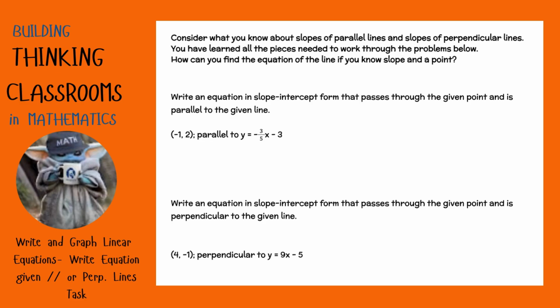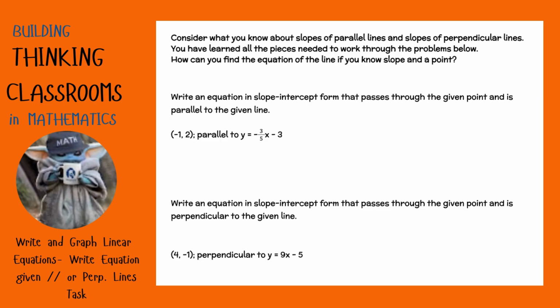At the top of this task, you will see it says, consider what you know about slopes of parallel lines and slopes of perpendicular lines. You have learned all the pieces needed to work through the problems below. So we want them to think about how you can find the equation of the line if you know slope and a point. We found that when we tried this the first time without that piece at the top, students really didn't have a launching point.